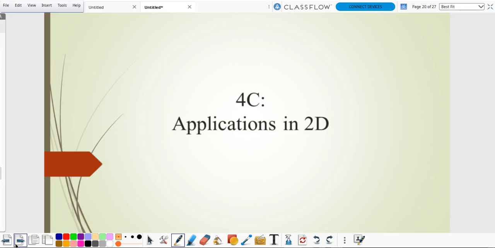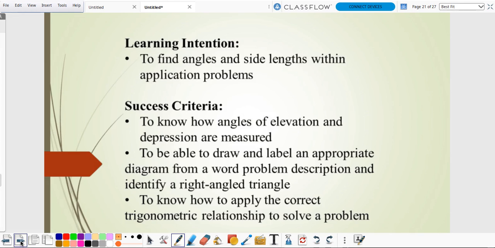But we're going to learn how to apply what we've learned in 4A and 4B to find angles and also to find lengths. So our intention is to find angles and lengths within the problems. And as a success criteria, we're going to understand what angles of elevation and angles of depression mean, and to be able to draw diagrams for these questions.